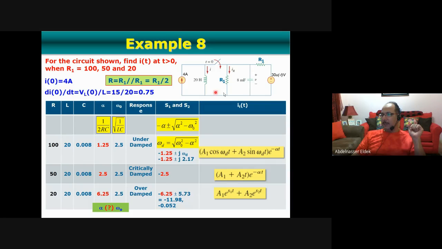Here, this circuit, we saw this circuit before in the initial and final values, where we have the source that is 30 volt. It was 30 volt before t equals 0, and after that it will be 0. So when t is negative, it is 30. After that, it is 0.